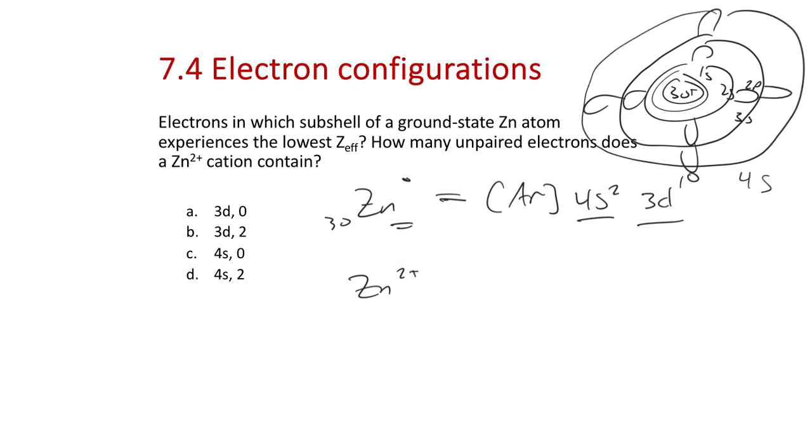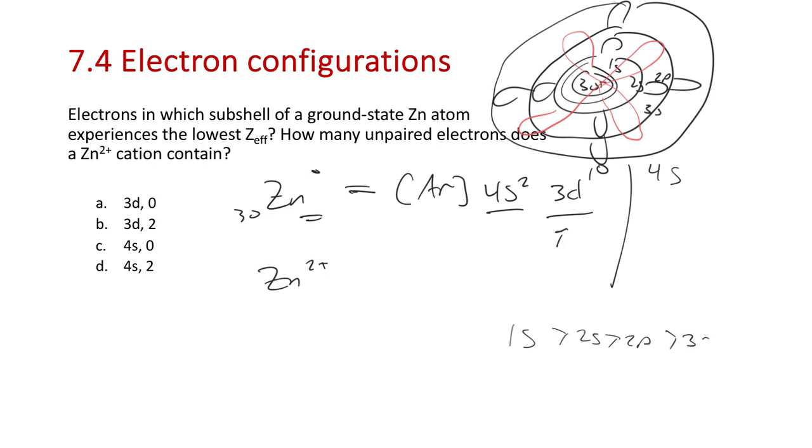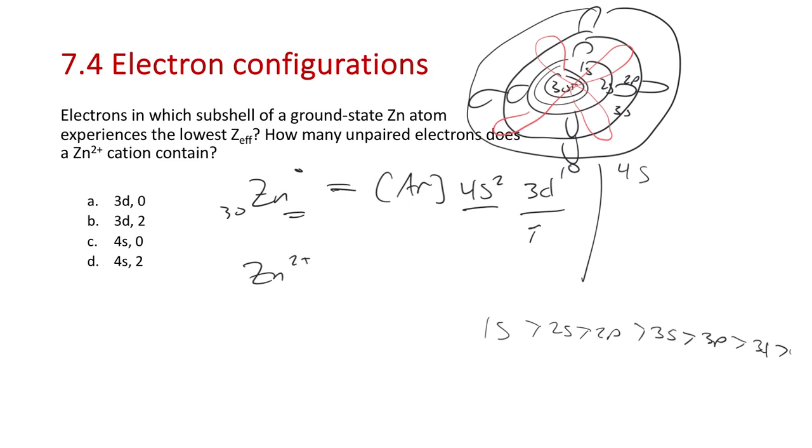And then where are the 3d? The 3d is in the n equals 3 shell, which is right here. So my 3d is in this region between the 3p orbitals. So the 3d subshell is smaller than the 4s. If I'm rank ordering how close these subshells are to the nucleus, I'd have the 1s is the closest, then the 2s, then the 2p. Then I'd have the 3s, the 3p, and then the 3d, because the 3d is just closer to the nucleus than the 4s is. And so then I'd have the 4s.